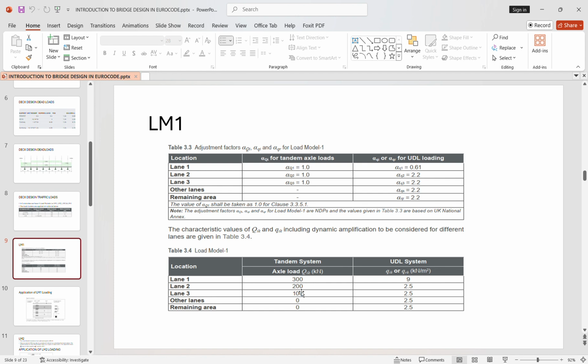For lane 1, we apply 300 multiplied by 1. For lane 2, we apply 200 multiplied by 1. For lane 3, we apply 100 multiplied by 1. And then for the remaining areas, we do not have load. And then for the uniformly distributed load, according to load model 1, these are our uniformly distributed loads that we shall be applying per lane, and they shall be factored with these factors before application.